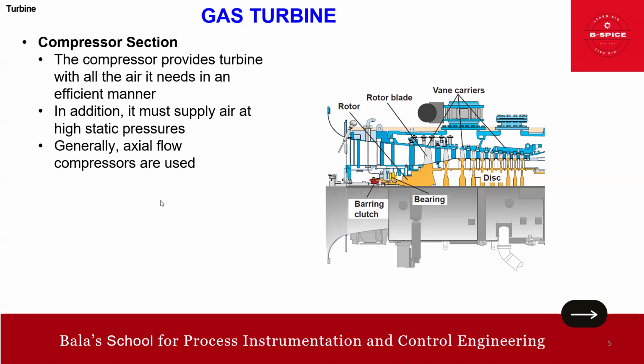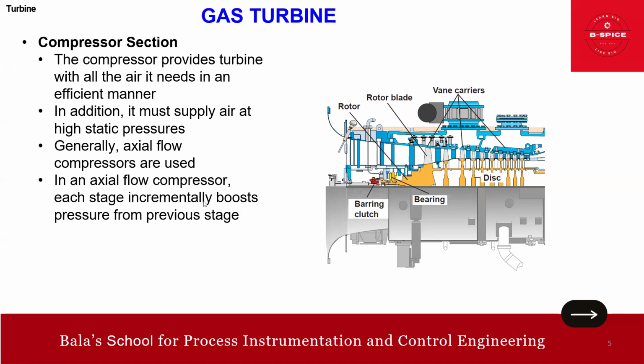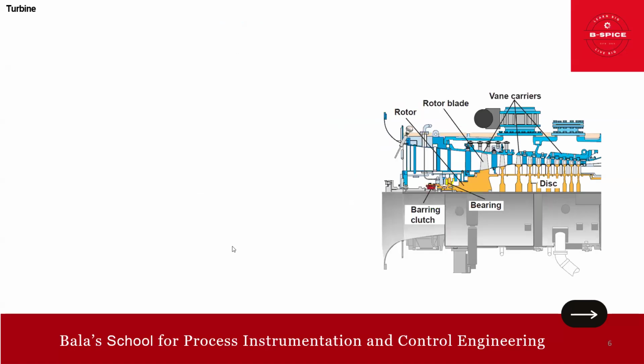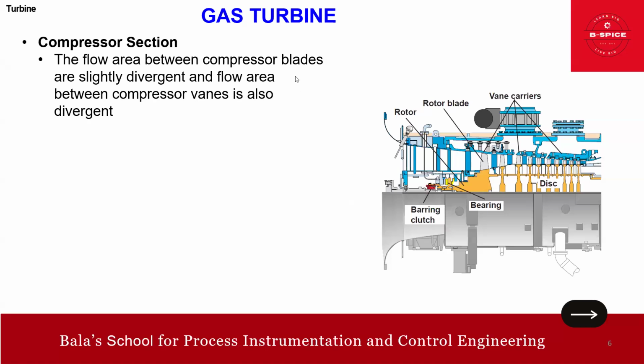Generally, axial flow compressors are used. In an axial flow compressor, each stage incrementally boosts the pressure from the previous stage. A single stage of compression includes a set of rotor blades attached to the rotating disc, followed by stator vanes attached to the stationary ring. Now, to add a few more, the flow area between the compressor blades, as you can see here, is slightly divergent, and the flow area between the compressor vanes is also slightly divergent.